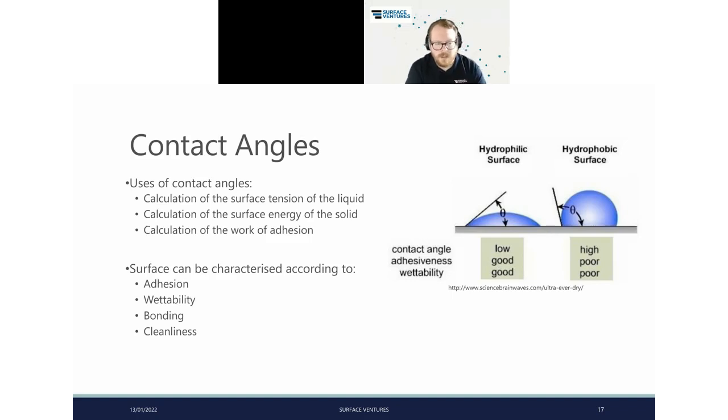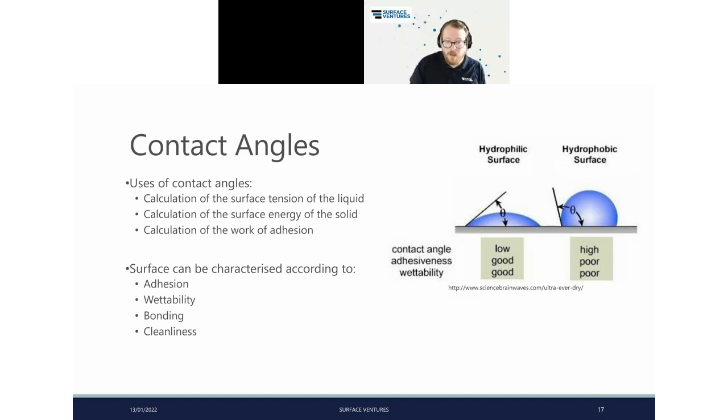And then contact angles can be used in quite a few things. So calculation of the surface tension of the liquid, knowing things about the solid surface, calculation of the surface free energy of the solid when you know the parameters of the liquid, and calculation of the work of adhesion between the two phases. And we can characterize these according to adhesion, wettability, bonding, or cleanliness.